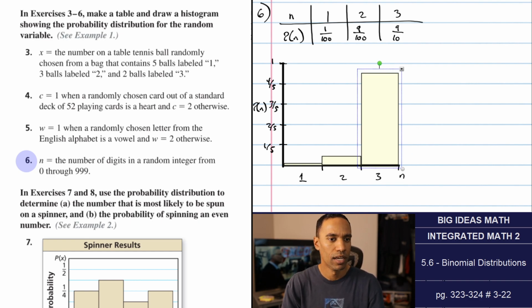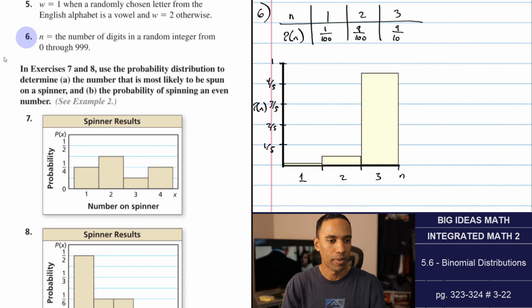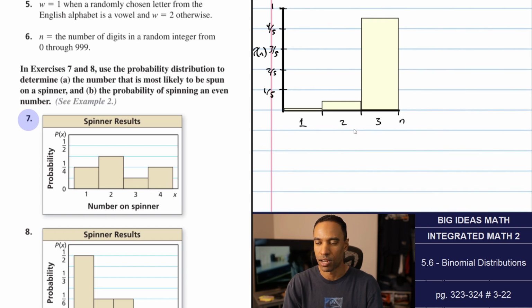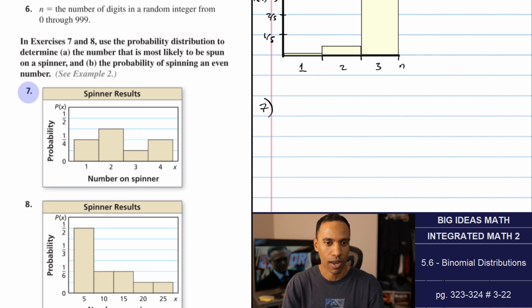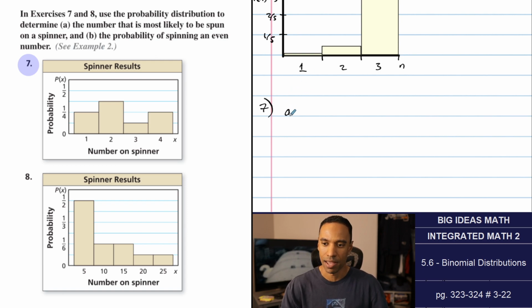Did I interpret that right? Number of digits? Yes, yes, yes. Okay, there's the breakdown. Let's move forward. In exercises 7 and 8, use the probability distribution to determine the number that is most likely to be spun on a spinner and the probability of spinning an even number. All right, number 7, we have the histogram, the distribution. Number most likely to be spun on a spinner. So on part A, we'll say X equals 2 is the most likely number to be spun.